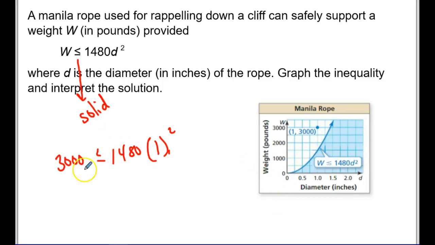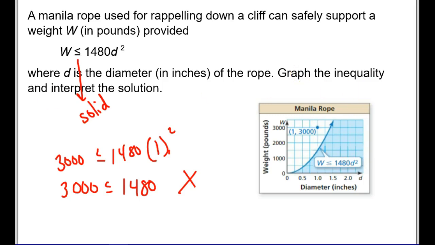Okay, so when I simplify this, I end up with 3,000 is less than or equal to 1480. This is not a true statement, right? Because 3,000 is greater than that. So I know I shade on the part that does not include this point. Since the point that I picked was inside the parabola, I'm going to shade outside of this point. Okay, so that's really another way I can graph these things.